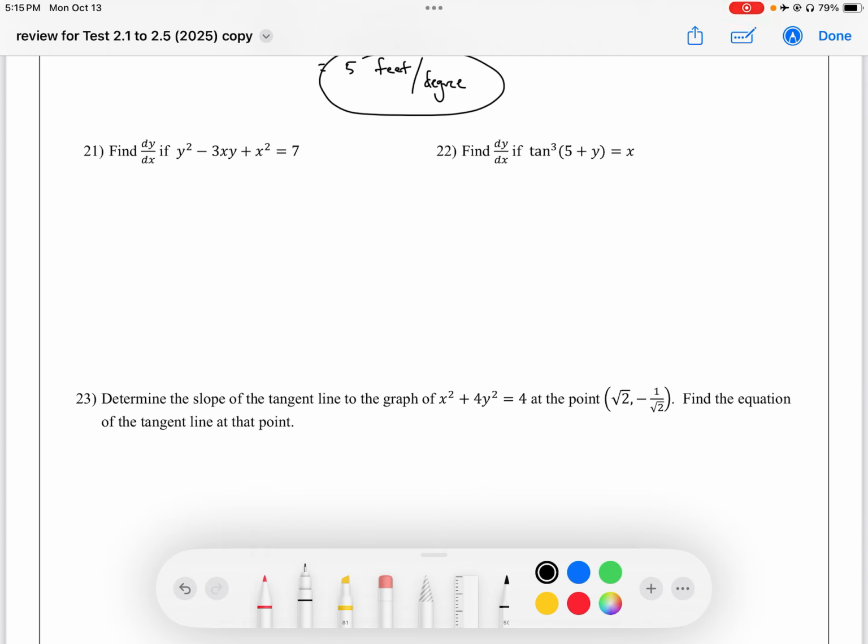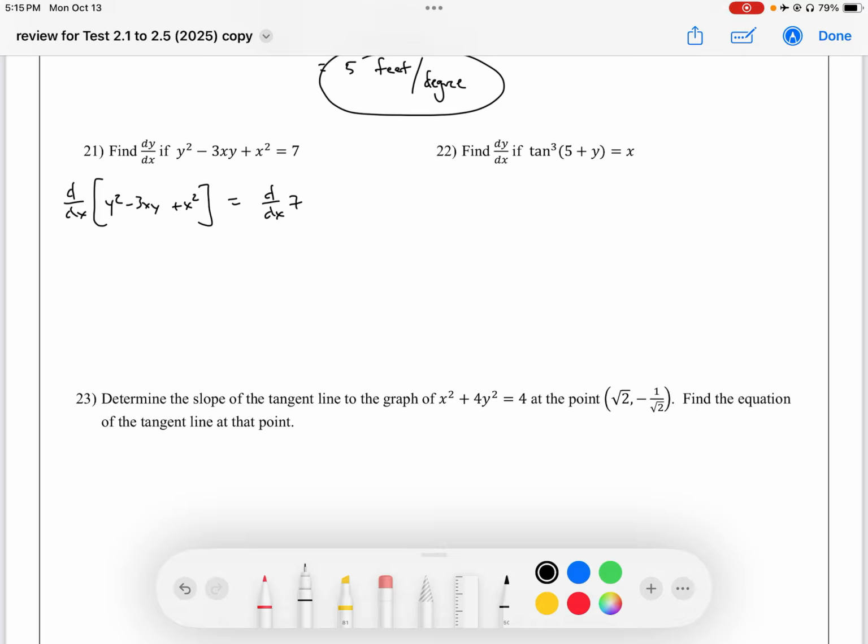So how do I know this is implicit differentiation? Because there's no easy way to solve for y. That would just be a mess. So we're going to take the derivative of both sides. d dx of y squared minus 3xy plus x squared should equal d dx of 7.